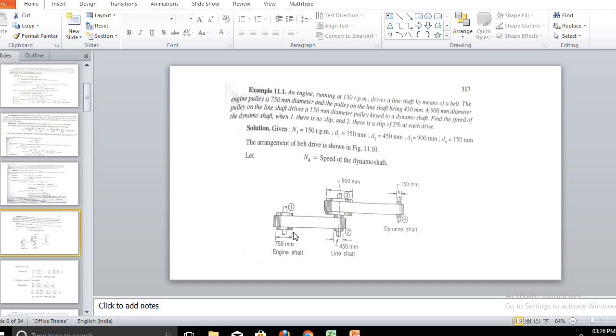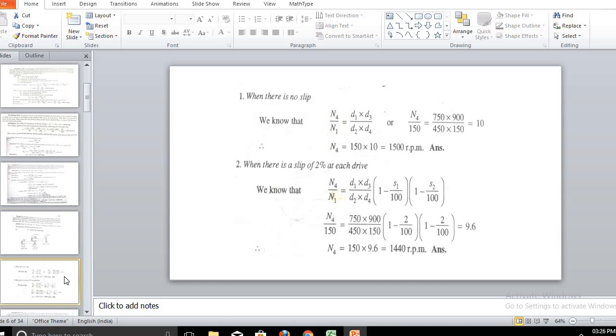Here the diameters are given: D1, D2, D3, D4 are 750 mm, 450 mm, 900 mm, 150 mm. The speed of the engine shaft is given as 150 rpm, and we are asked to find the speed of the dynamo shaft. Slip is also given as 2% at each drive.